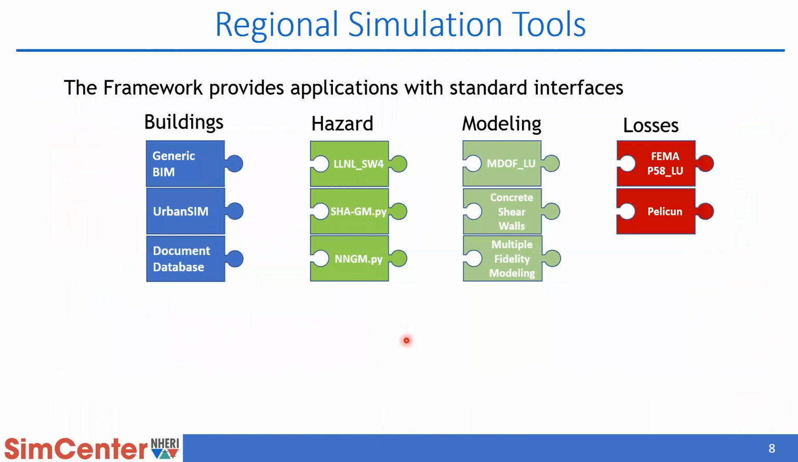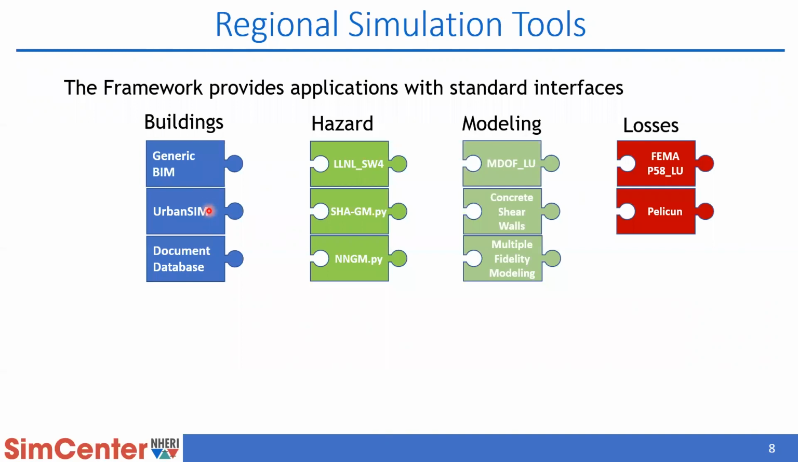One of the things that's important to point out is that the framework we have relies on having standard interfaces between different components. For each category, whether you're modeling your building, modeling your hazard, creating a structural analysis model, or even doing loss assessment, we have different applications, different tools, I would say. And each one of these tools might be using a different method or different assumptions.